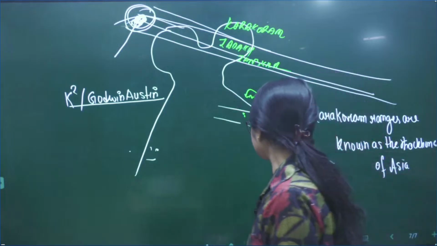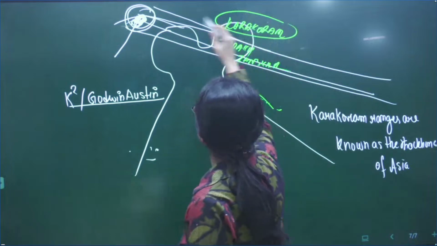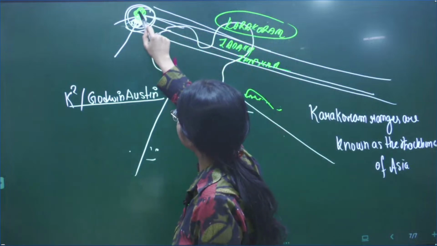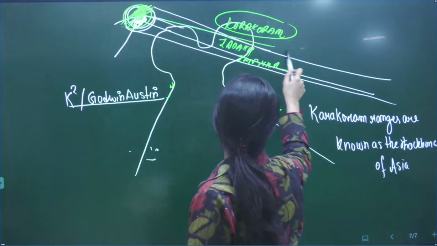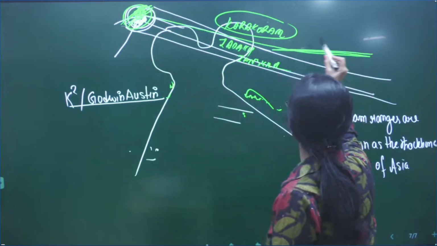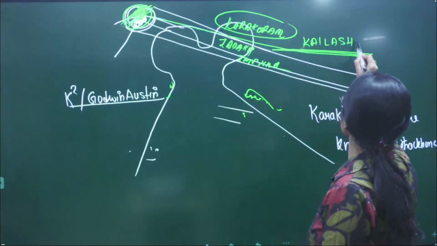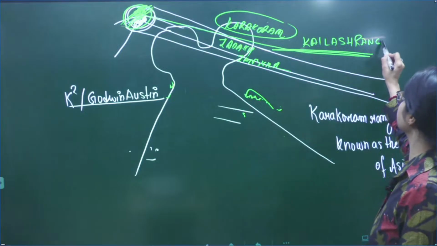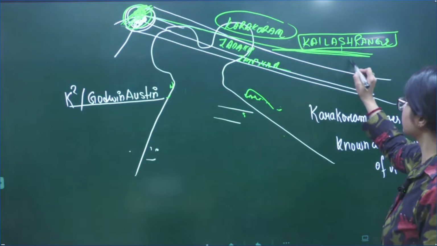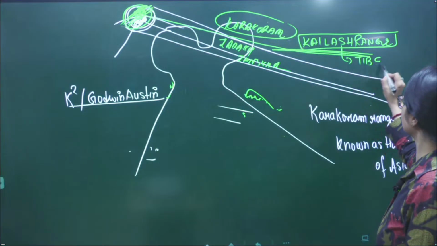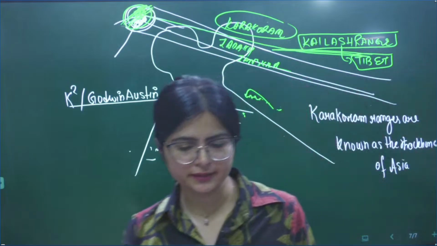See, if I talk about the first range of the Trans-Himalayas, which is your Karakoram, it starts from here, right? In the northwest, where? The Pamir knot, and coming here, it is extending towards what? Your Kailash range. In which place? Tibet. Okay. I hope you are getting this.